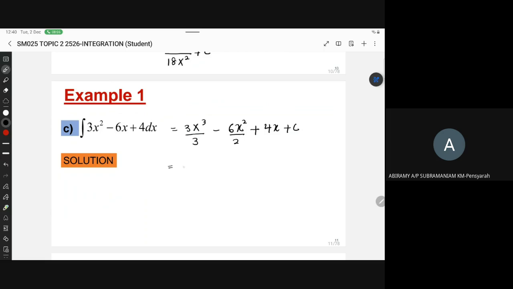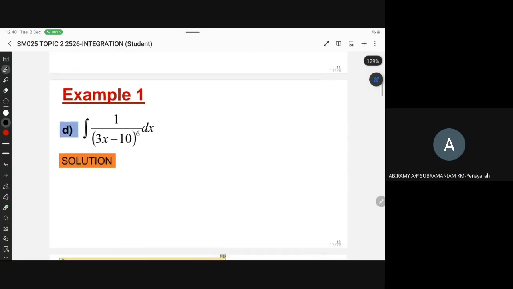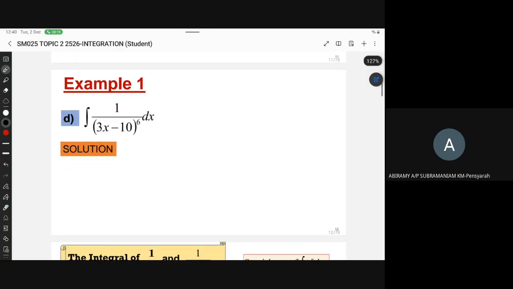So simplifying this will give us x cubed minus 3x squared plus 4x plus c. Okay, so next, example D, integrate 1 over (3x minus 10) to the power of 6. We can't integrate if it's in the denominator, so we are going to bring it to the numerator. So power 6 will become power negative 6, and we're going to add 1 to the power.